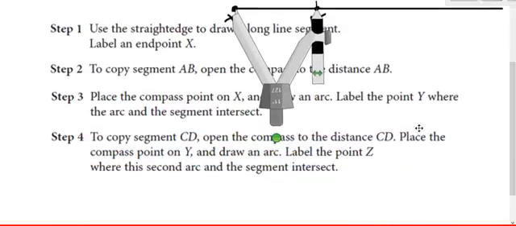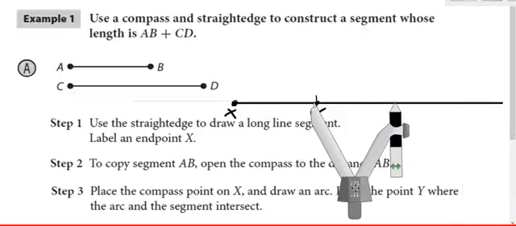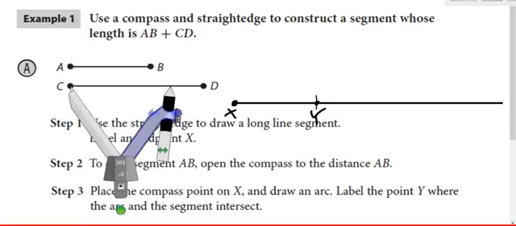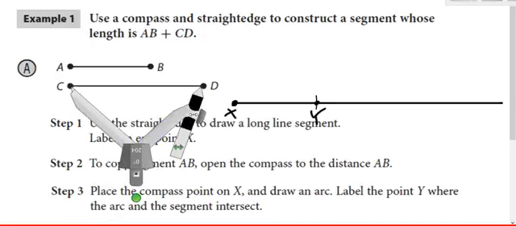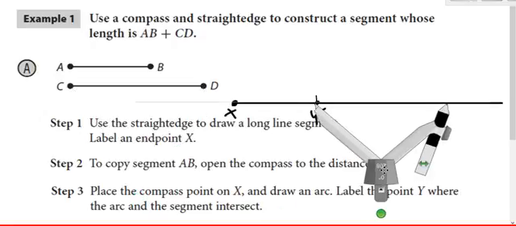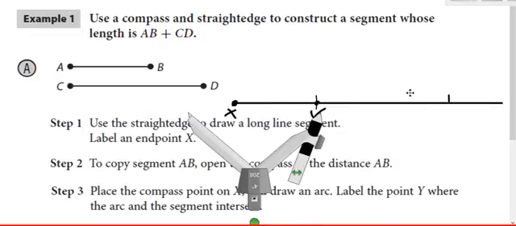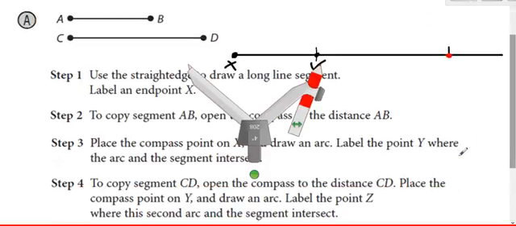Now we're going to copy CD and just kind of pick it up where we left off. So now we're going to stretch our compass from C to D. Then we're going to move the point of the compass to point Y and make another little mark there, an arc. And that is just to label that point Z.